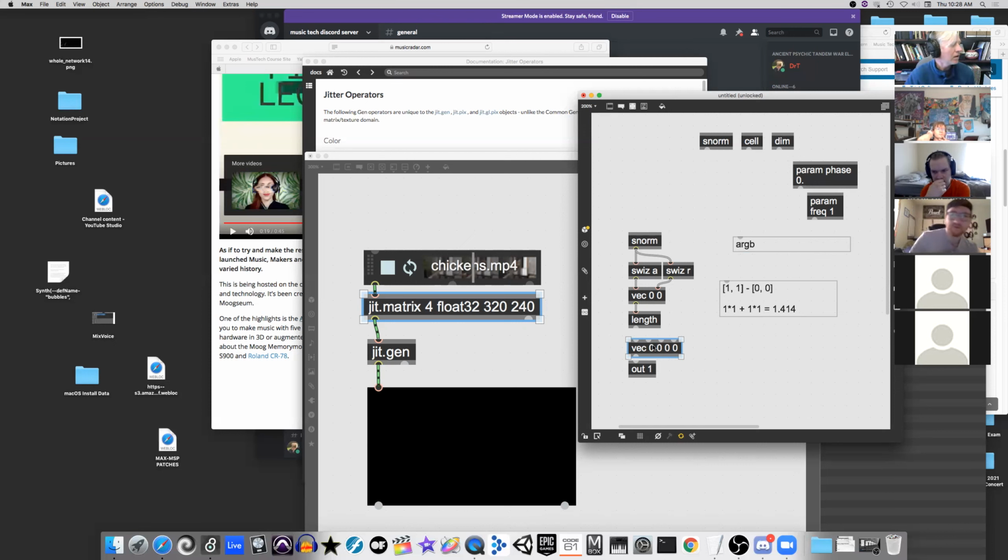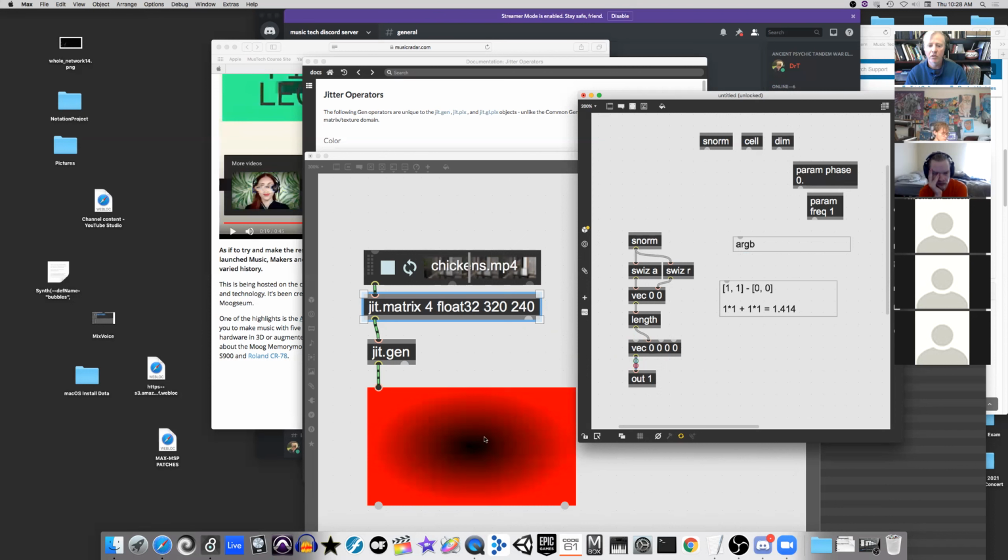Interesting. What did I do? Okay, so let's just see what this does, right? So if we hook this up to the red, and then we hook up the output here, then we see that it's black in the center and really red as we get to the extremes.